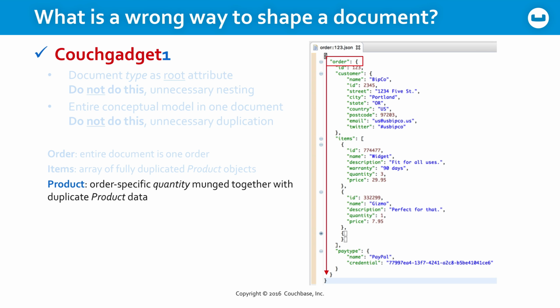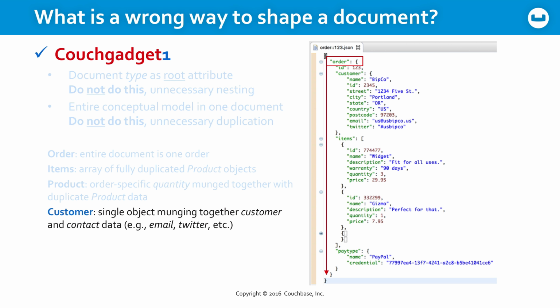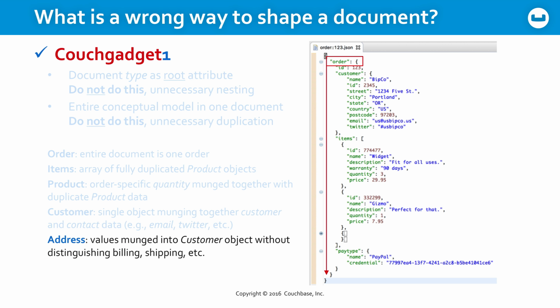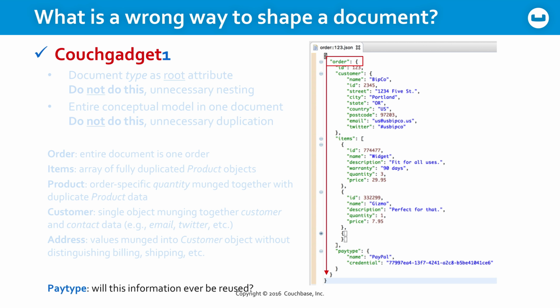Each product has an order-specific quantity, but it's all munged together with other product data which potentially would be used in many different orders, in every order: the name, description, warranty, and price. Similarly, you see the customer object is a single object that's munging together customer and contact data, customer name and ID, along with contact information like email and Twitter. The address values are munged into the customer object without distinguishing whether it's billing data, shipping data, etc.